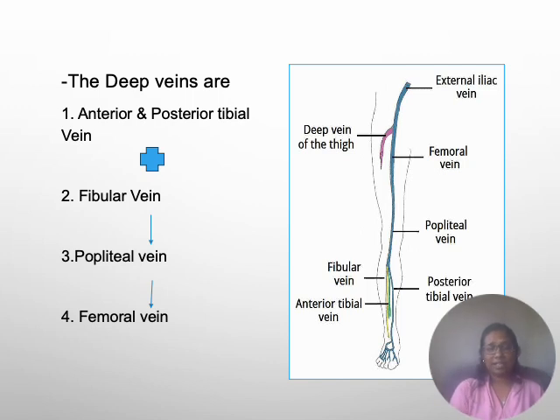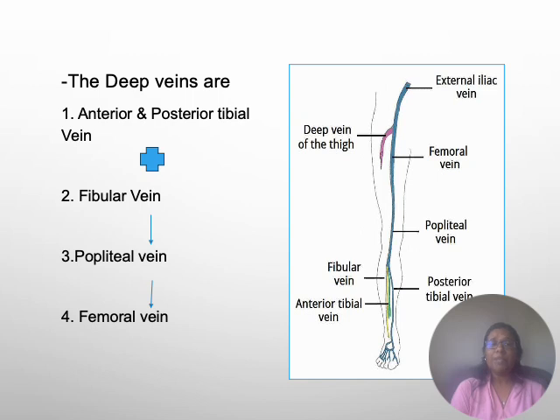Now, let us learn the names of all the deep veins, right? The first ones: anterior and posterior tibial veins, fibular vein, popliteal vein, and femoral vein. Anterior tibial, posterior tibial and fibular veins are the veins which are present in the leg region. The popliteal vein is present in the popliteal fossa, whereas the femoral vein is present in the femoral triangle and even the adductor canal.